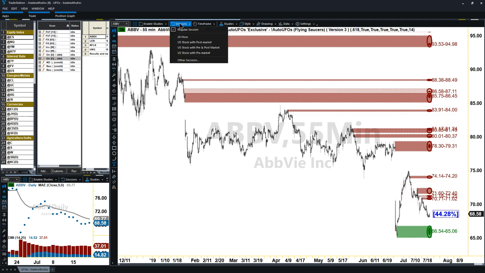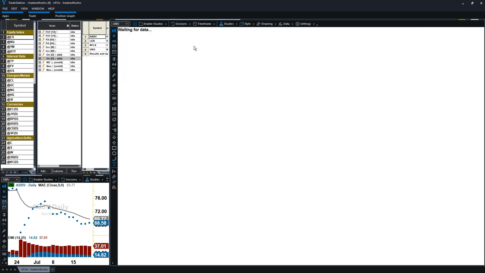What if we look at pre and post market for ABBV? Remember, for directional trades, we have to be at 50 or more. For non-directional trades, you have seen at times being a little more relaxed.